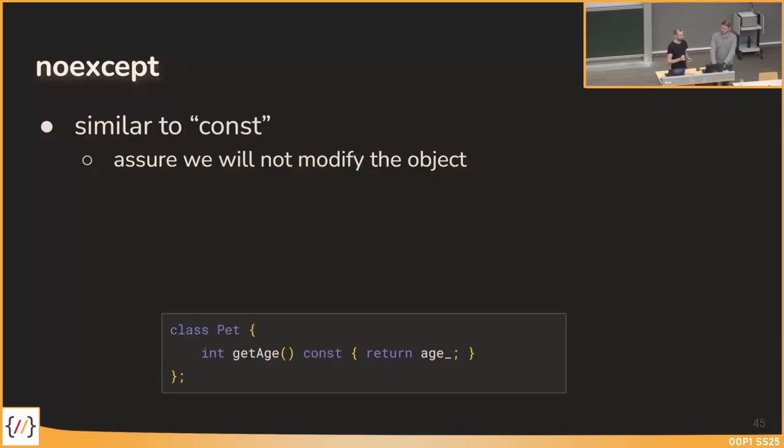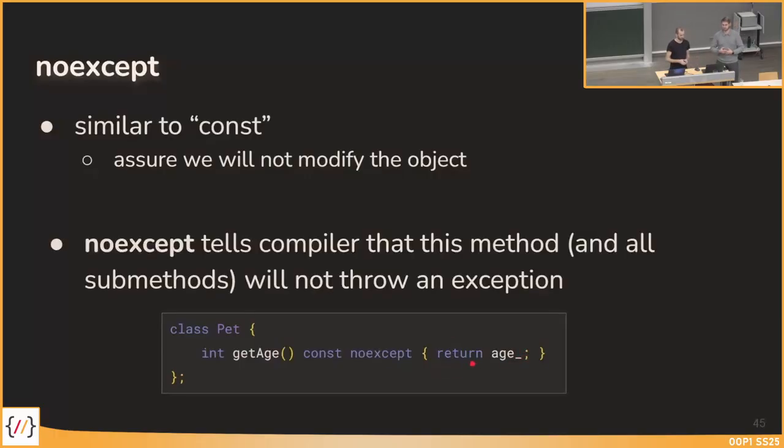If you remember, const means we are assuring that in this case, getAge will not change my current class, for example by increasing the age. And noexcept is another specifier, which you write after the function definition. This just tells the compiler that this method will not throw an exception. Not only this method, but all the methods that are called inside this function. So there will never be an exception.